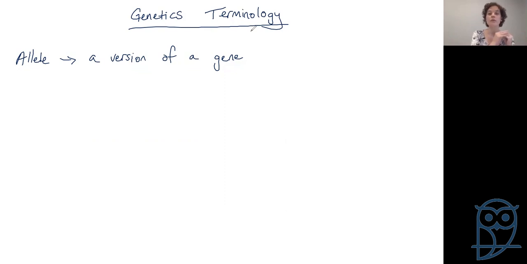We would have an allele for blue eyes, we would have an allele for brown eyes, but they're both the gene for eye color. Okay, so that is our alleles.